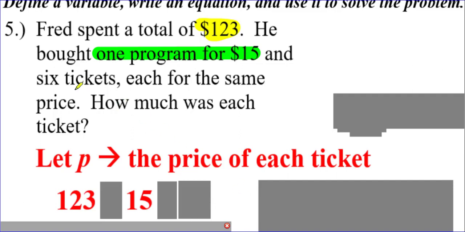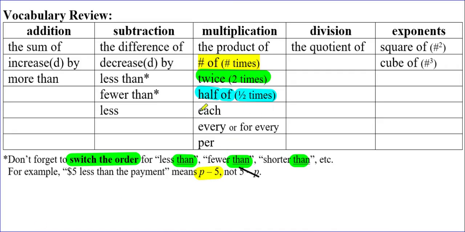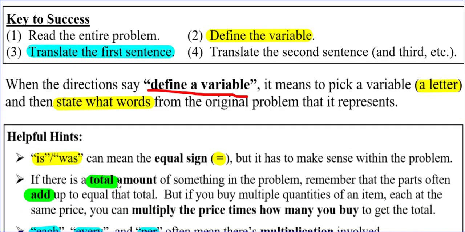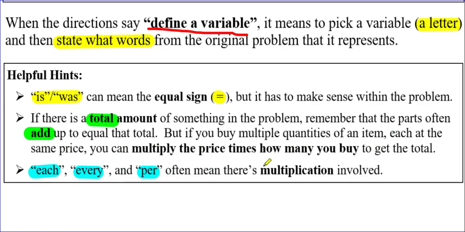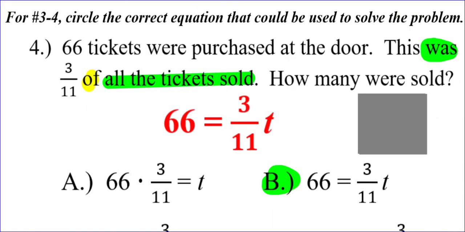And 6 tickets. All right, we know 6 means the number 6. 6 tickets each for the same price. All right. The word each, we talked about this on the first page. It was in the chart. It was also showing up in the helpful hints. The word each, every, or per, that often means that multiplication is involved. And we also learned that if you buy multiple quantities of an item, each at the same price, you can multiply the price times how many you buy. And that's exactly what is happening here on problem number 5.